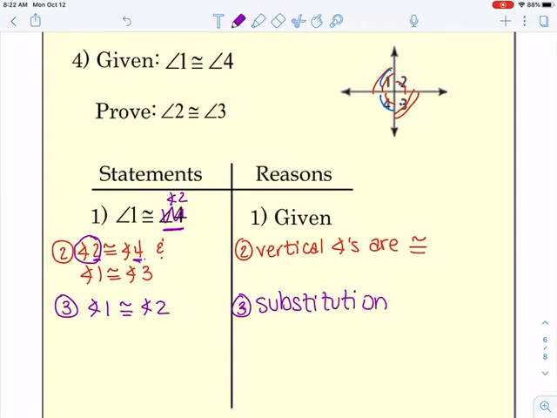Okay, and then the last thing that I'm going to be able to say is that angle 2 is congruent to angle 3. And why can I say that? Let me change colors. This is coming from this step right here. I have angle 1 is congruent to angle 3. And here's angle 1 again. So I'm going to take that 1 out and plug in that 3 from this step above and have angle 3 is congruent to angle 2. Or if I say that the opposite way around, angle 2 is congruent to angle 3. And that's by substitution.